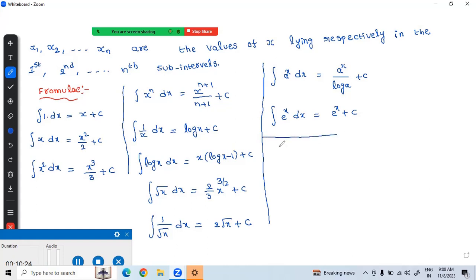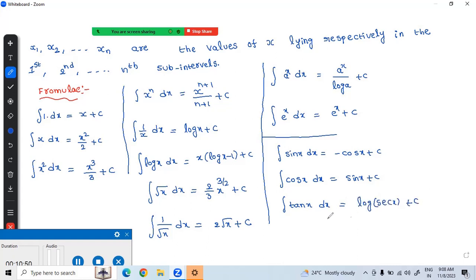Next, trigonometric formulas. Integration sin x dx is minus cos x. Integration cos x dx is sin x plus c. Integration tan x dx is log of secant x plus c. Integration cot x dx is log of sin x plus c. Okay, continue next step.